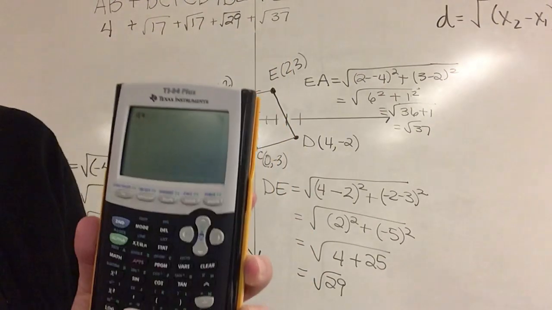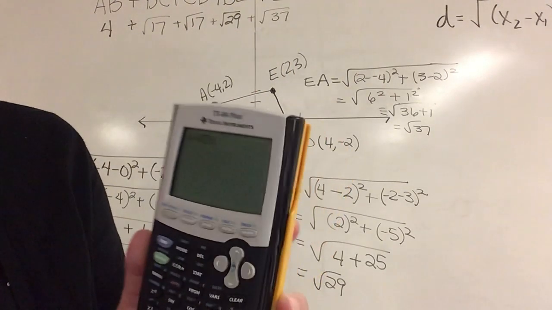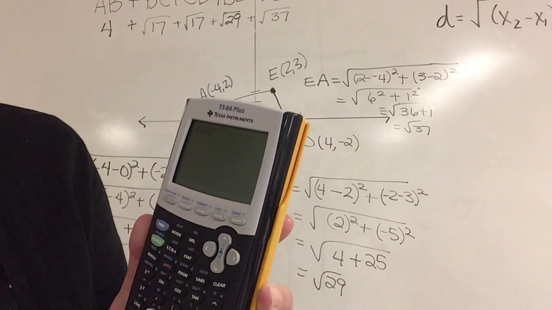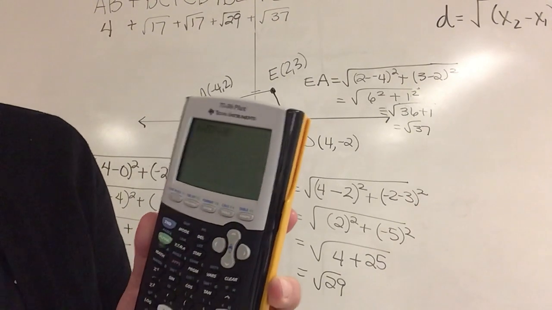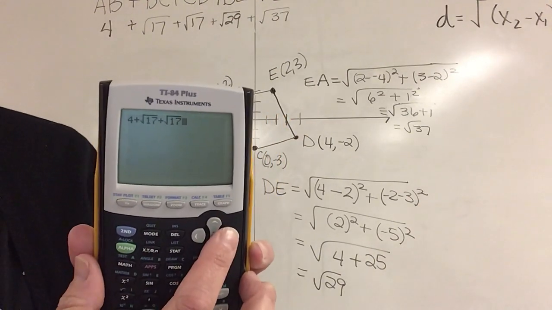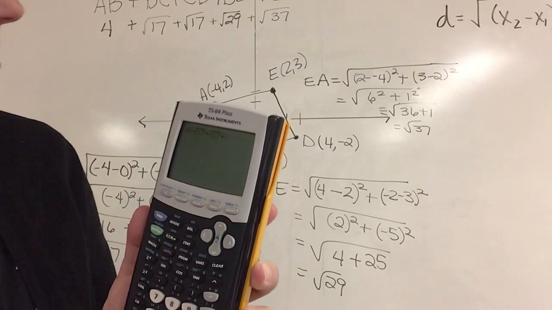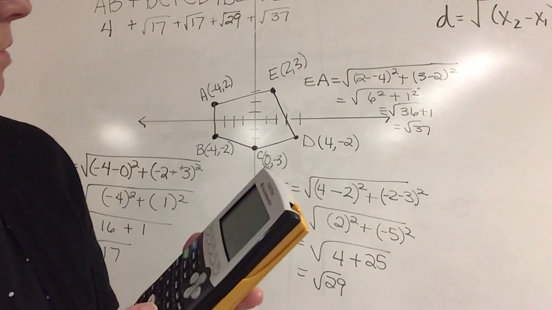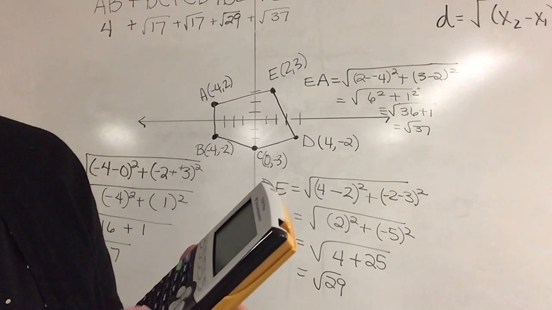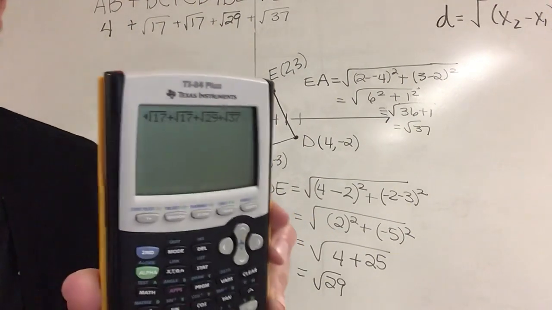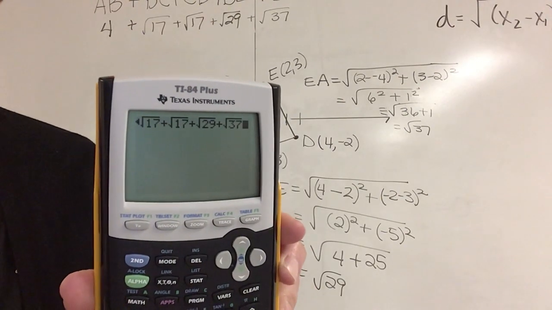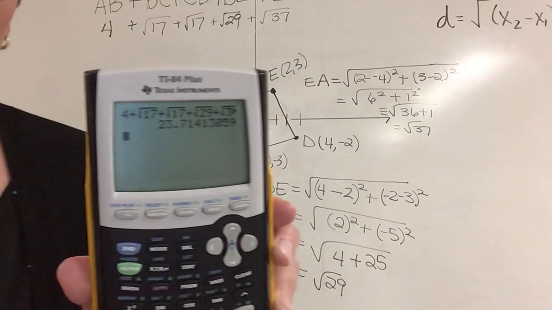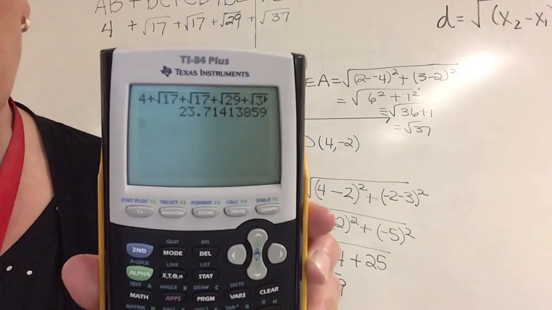4 plus the square root of 17, plus the square root of 17, plus the square root of 29, I'm going to type these in and then I'll show you my screen, plus the square root of 37. Okay, so the 4 is still over there, we just ran out of room on the calculator screen, and when you hit enter, you're going to find out that the perimeter is about 23 7/10.